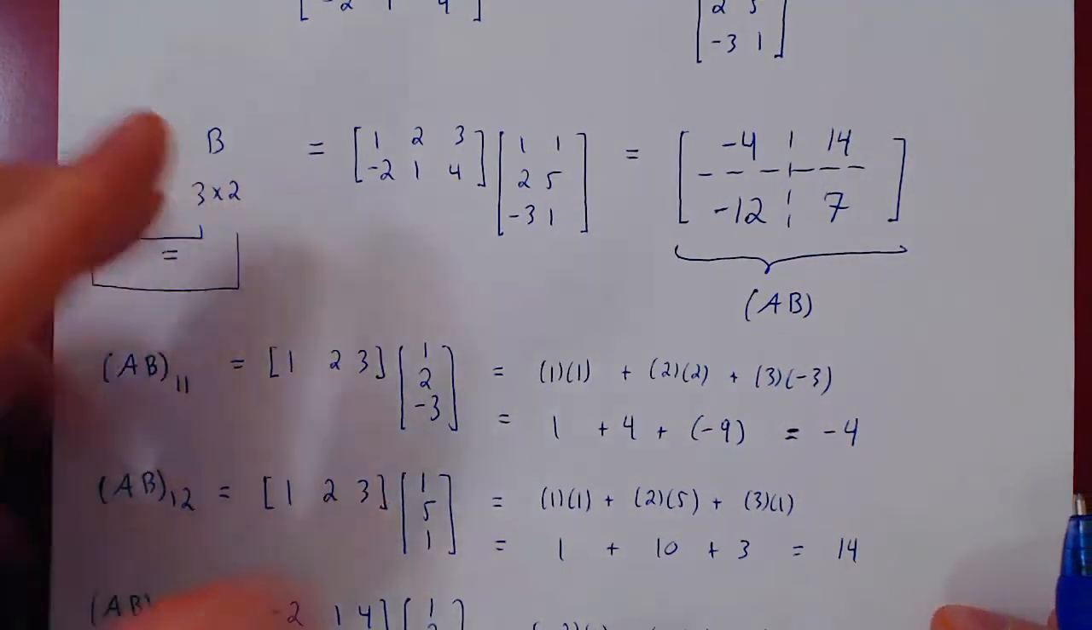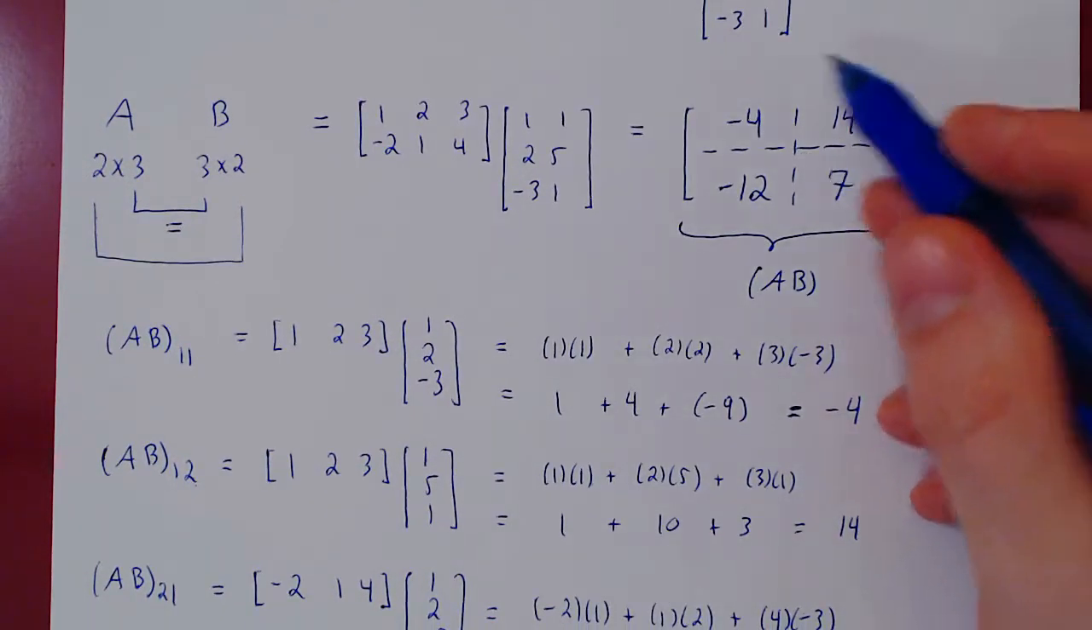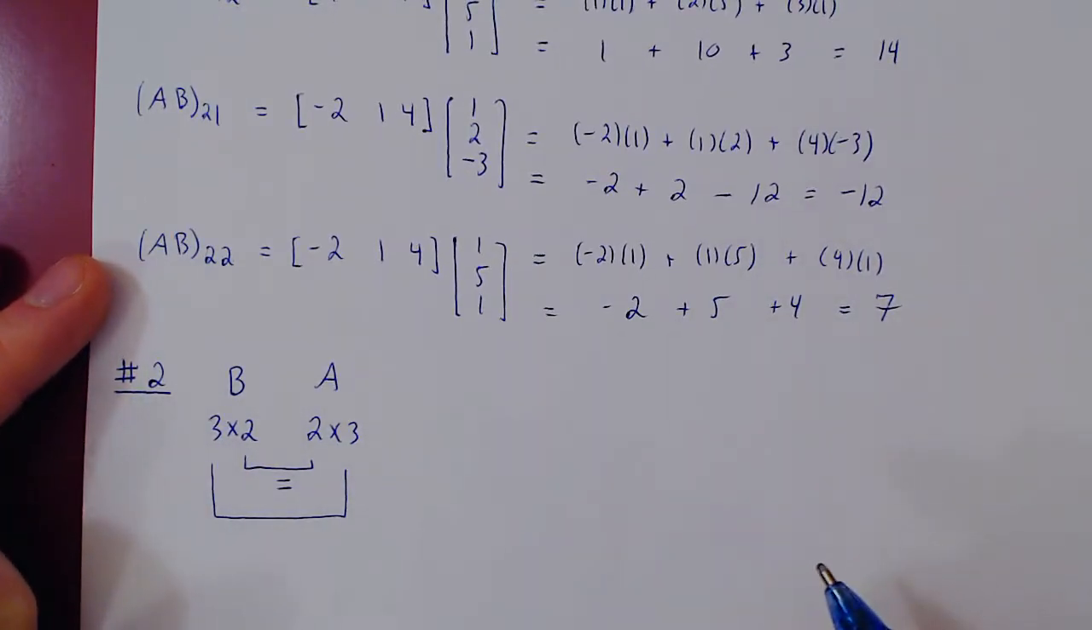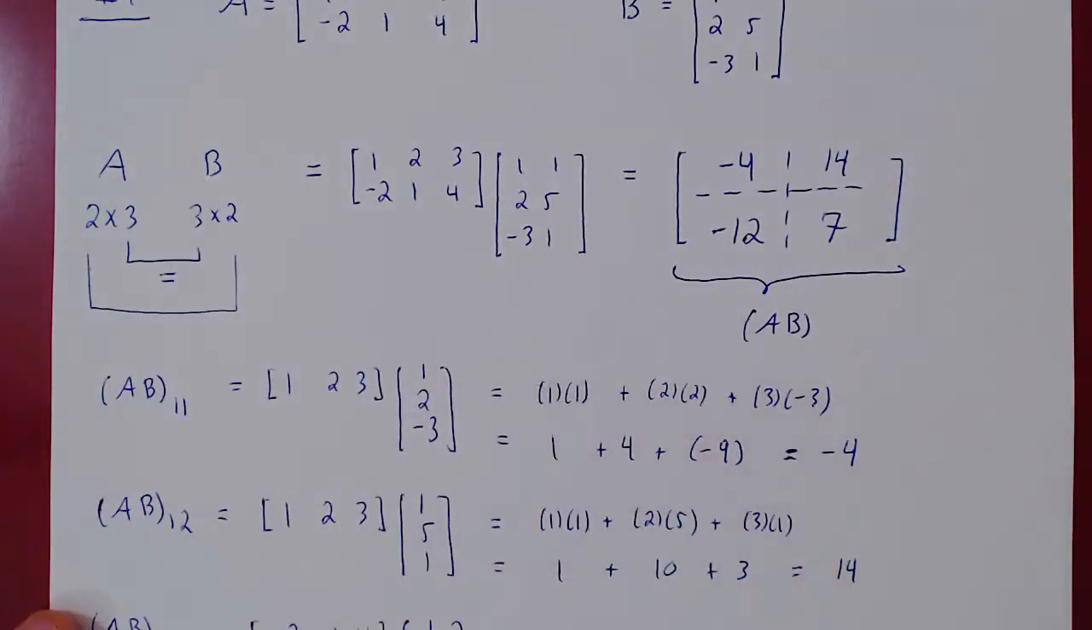Now, if we flip the order and do B times A, it's also defined, but it will no longer be a 2 by 2 square matrix, but it will be a 3 by 3 square matrix. So you see that A times B is not equal to B times A.